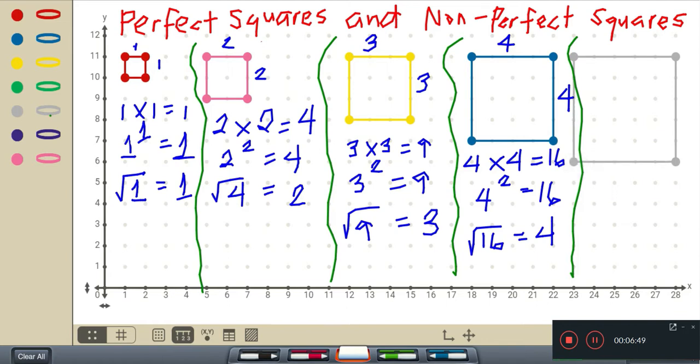As you can see here, this will become 5 and 5, right? So 5 times 5. 5 times 5 equals what? The area will be 25.